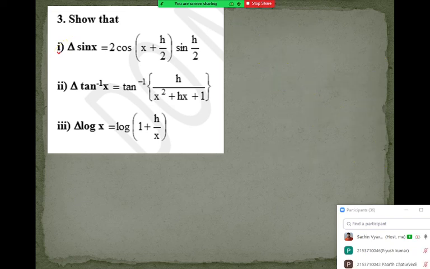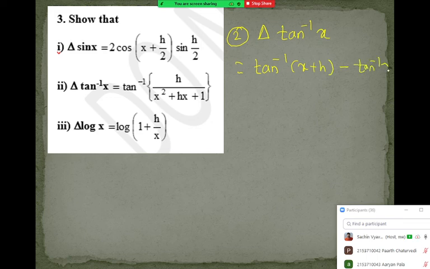So second is delta of tan inverse x. By the definition of the delta operator, we'll take it as tan inverse of (x plus h) minus tan inverse x. Now again, there is some identity like tan inverse a minus tan inverse b. What is the formula?